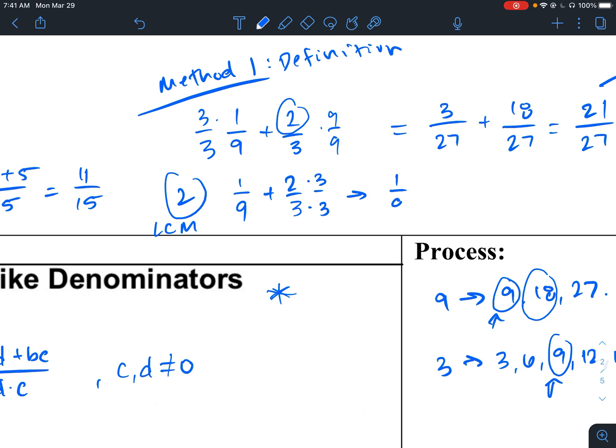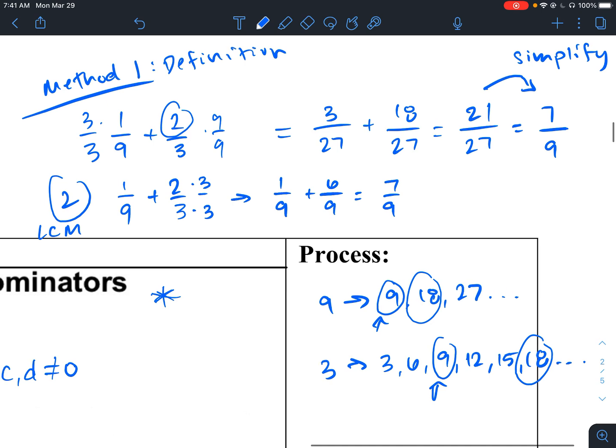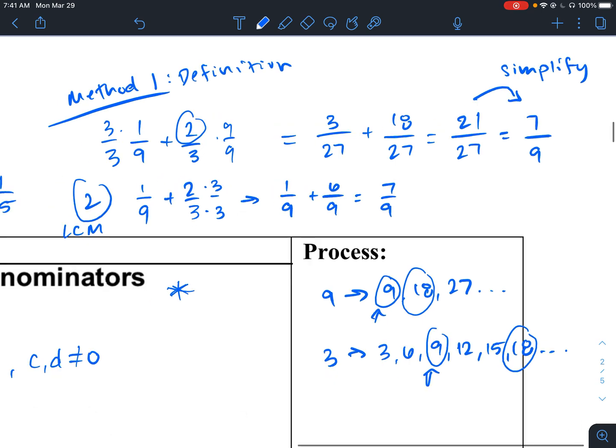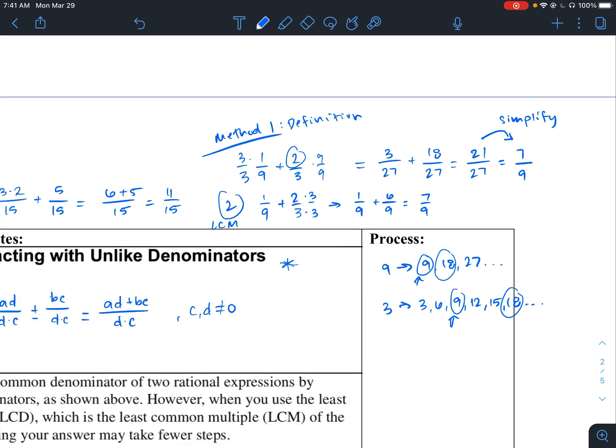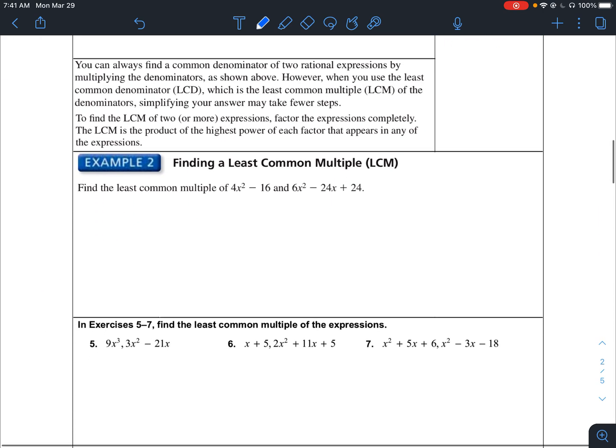So I get 1 over 9 plus 6 over 9, and that would be equal to 7 over 9. So you see here that I didn't need to go through this step right here of simplifying, because I multiplied just one side to get the least common multiple. So if you can multiply to get the least common multiple, try and do that instead of doing it the definitional way, because that adds a step of simplification, because you're going to have to simplify further down. And so that's what this says right here.